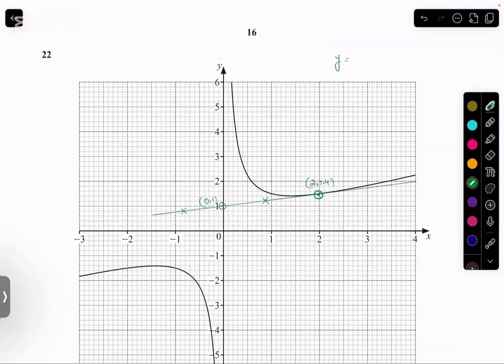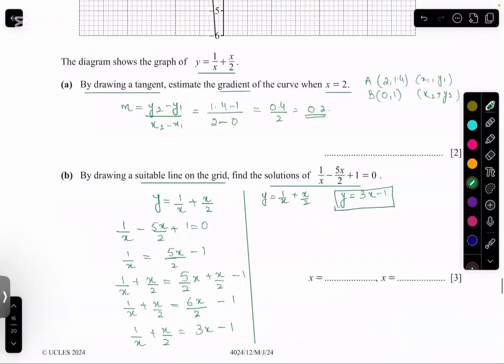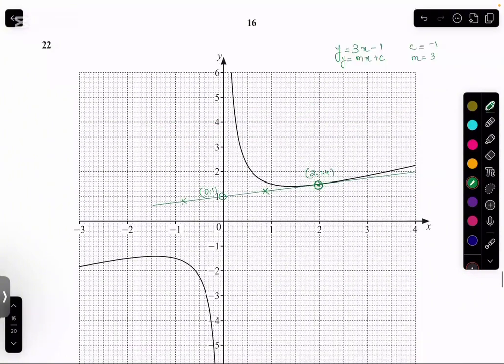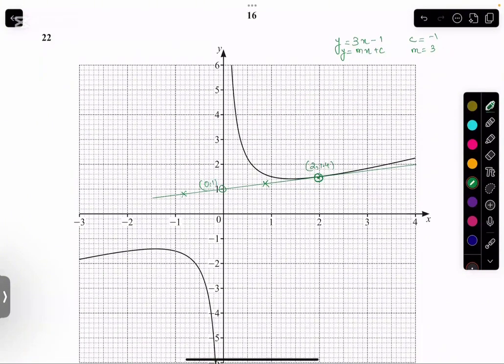So keeping in mind that I have y is equal to 3x minus 1, which is of the form y is equal to mx plus c, what is the y-intercept? The y-intercept is minus 1 and the gradient is 3. So just for a 3-mark question, I'm not going to spend a lot of time on drawing this line. In fact, I will make use of the y-intercept and the gradient. The y-intercept is minus 1, this point here. The gradient is 3.